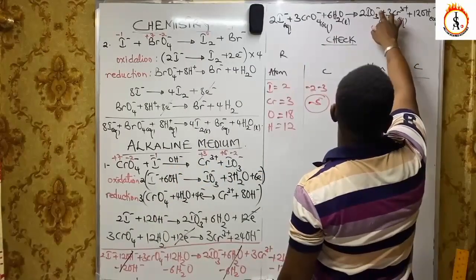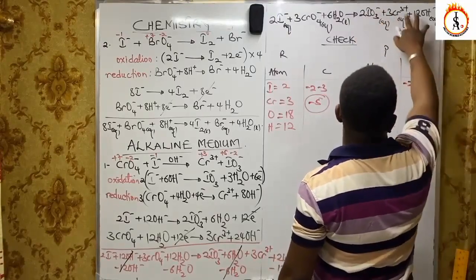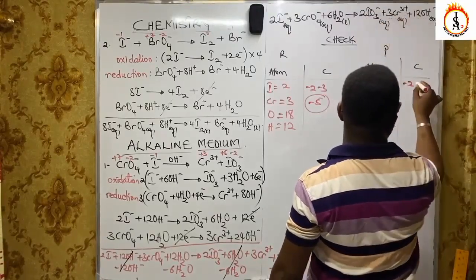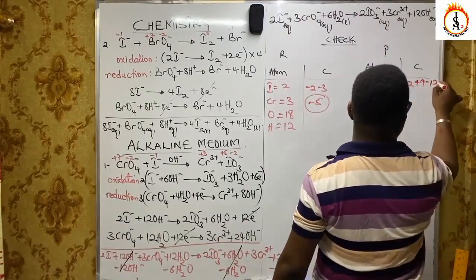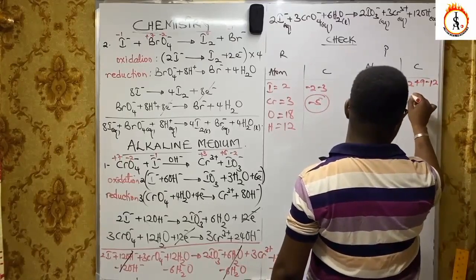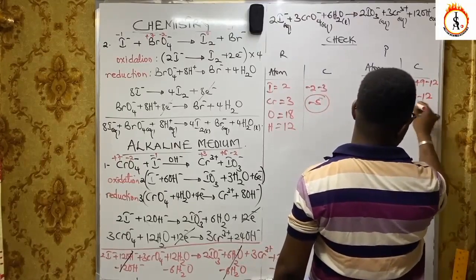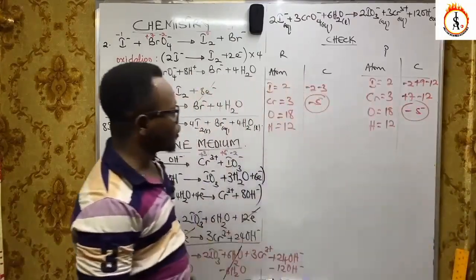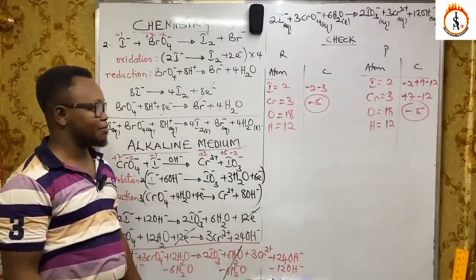And here we have a charge of what? -1 by this gives us -2. 3 by this 3 gives us +9. And this by this gives us -12. So -2, +9 gives us +7 and 12. So +7 minus 12 gives us -5. So our equation is a balanced equation because the atoms are balanced and the charges are balanced.